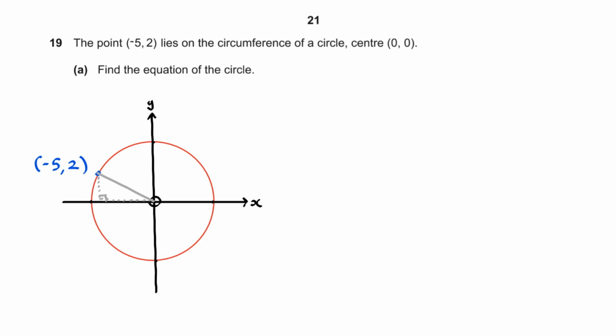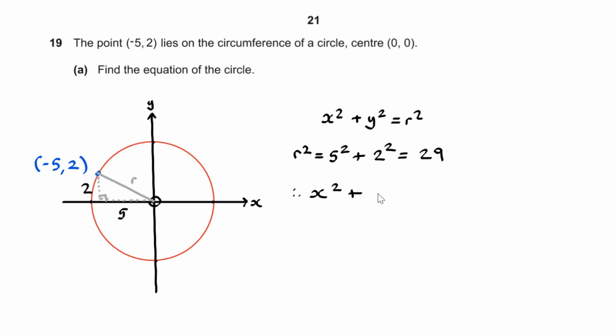So therefore, we have the radius r, well, an equation of a circle that's given by x squared plus y squared equals r squared, assuming it passes through the origin. So we need to find out what r squared is. So here we've got a length of 5, here we've got a length of 2. So therefore r squared equals 5 squared plus 2 squared. So r squared is equal to 25 plus 4, which is 29. And therefore, the equation of the circle, we've got x squared plus y squared equals r squared, which is 29.